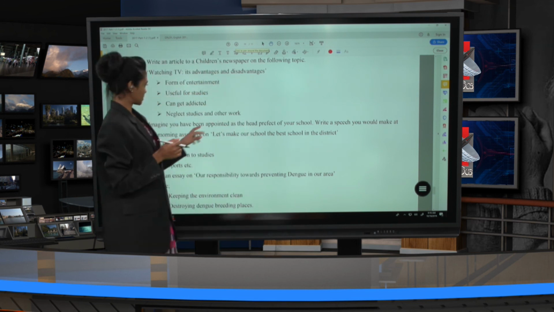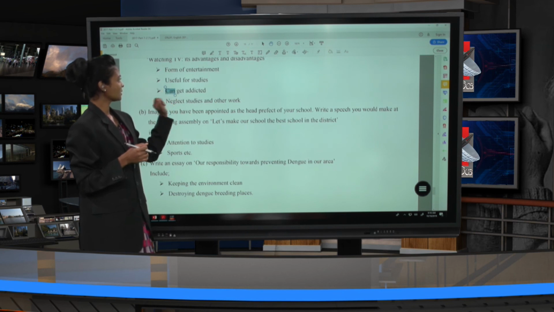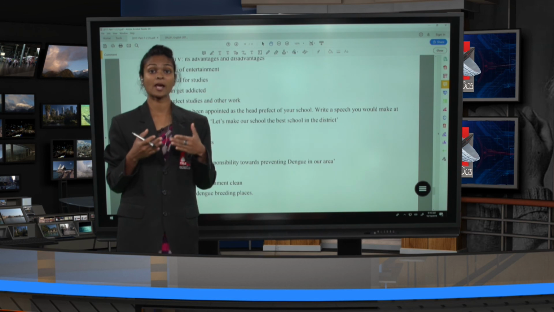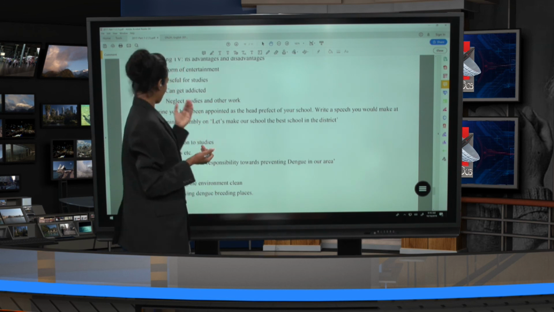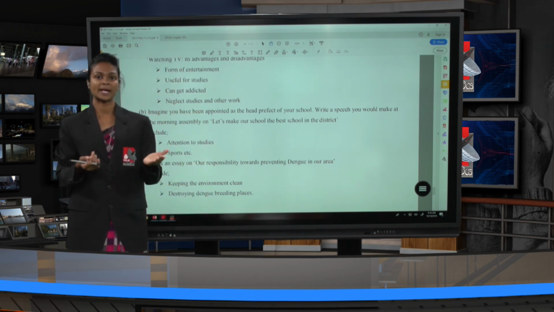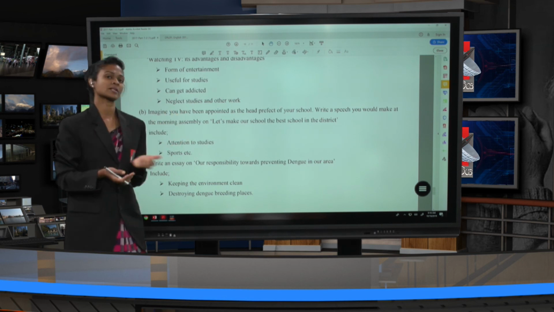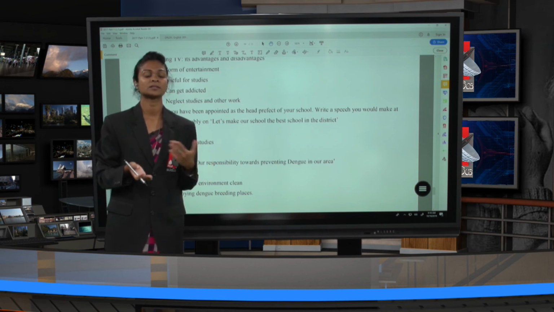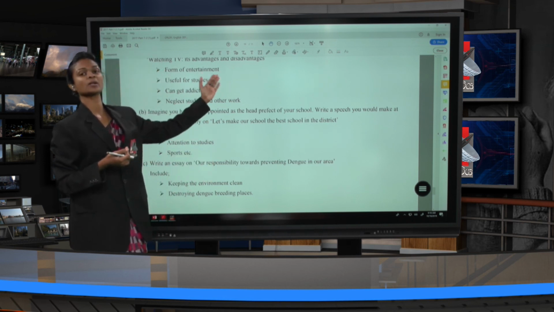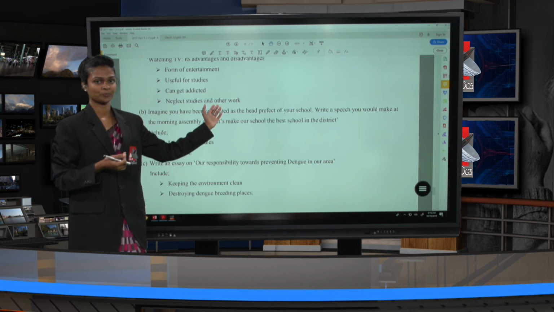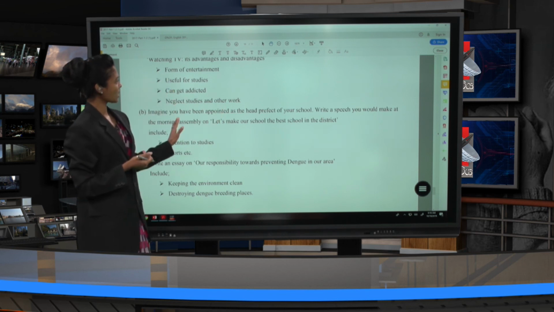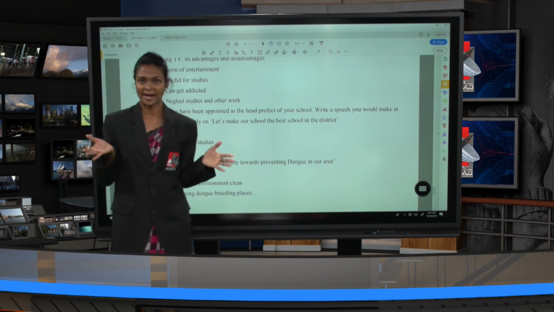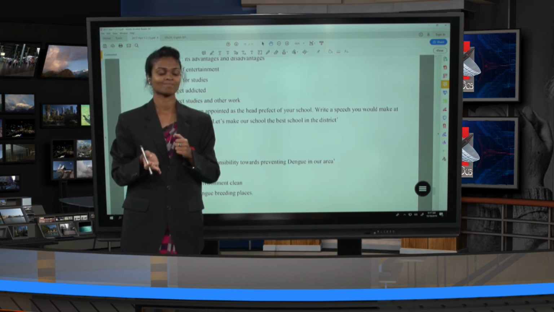Then you have to mention the bad effects. That means you can get addicted. Then neglect, due to that you may neglect studies and other work, other disadvantages. Here what you have to do is use these key points to expand your article.